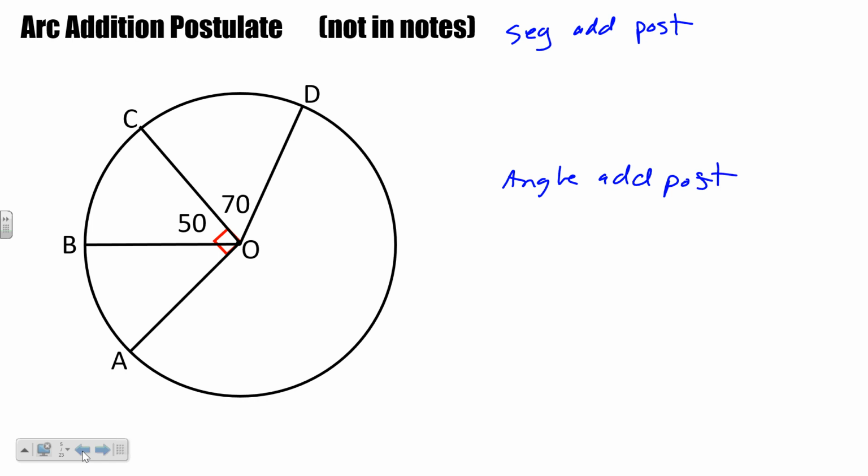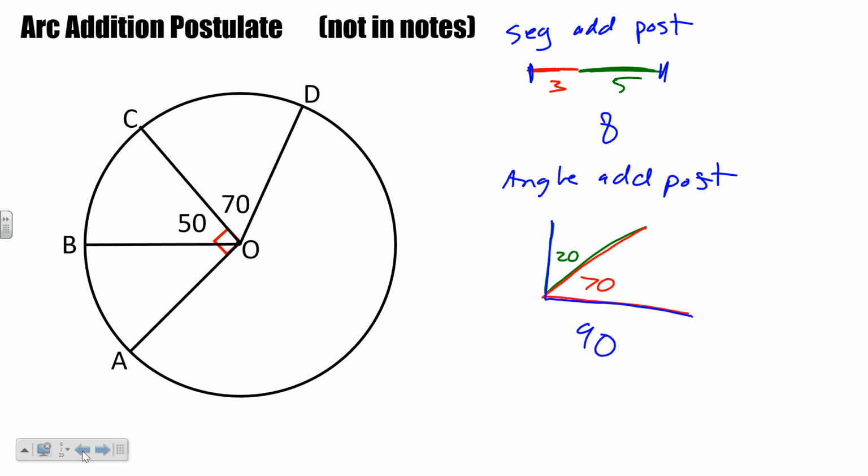So the segment addition postulate is, if this segment right here is 3, and this segment right here is 5, then the whole thing from this beginning to this end has to be 8. We just add those together. Same thing with the angles. If one angle right here is 20 degrees, and another angle right here is 70 degrees, the whole angle from here to here is 90 degrees. You just add those together. That's the angle addition postulate, segment addition postulate.